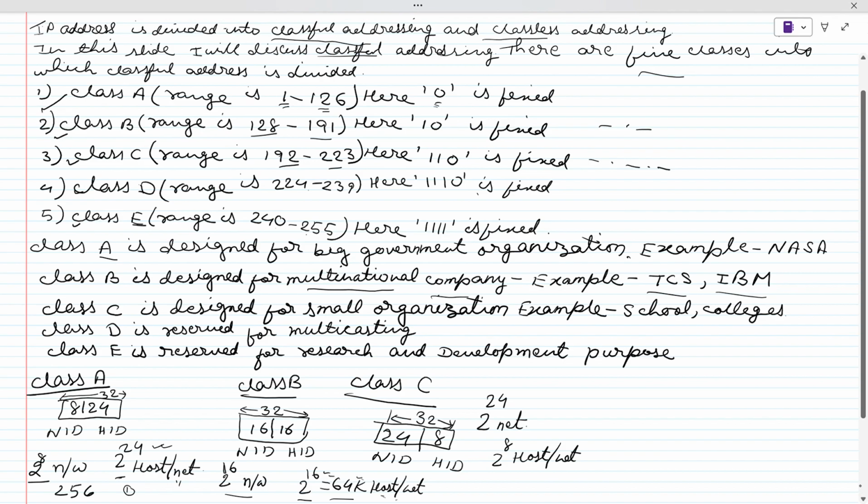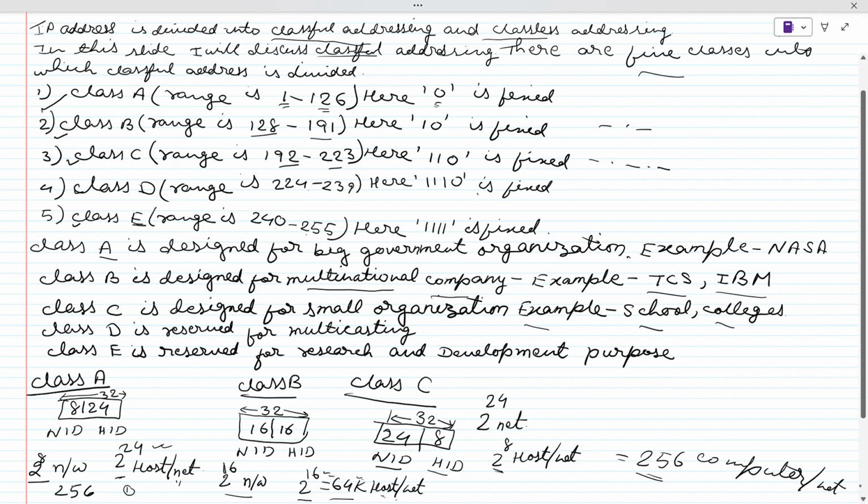And class C is designed for small organizations like schools and colleges, or we can say banks also, but schools and colleges mainly use class C. Why? Because in class C, network ID is 24 bits, and hosts per network is 2 to the power 8, means 256 hosts, means 256 computers required for one network. So if you take one network, you just have to buy 256 computers. So it is used in small organizations like schools and colleges.